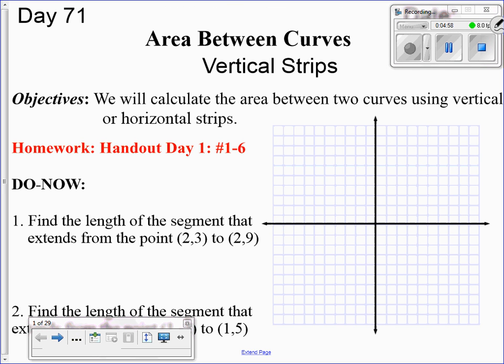But yeah, here they have the same x coordinate. So when you connect them, you've got a vertical segment. We just take whatever the y is up here and subtract the y coordinate down there. That's how we got 6.